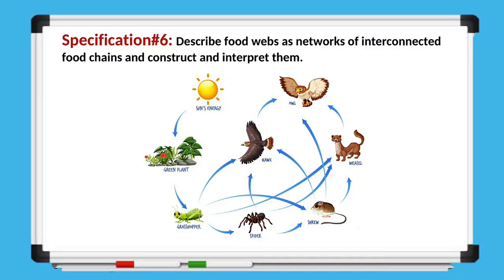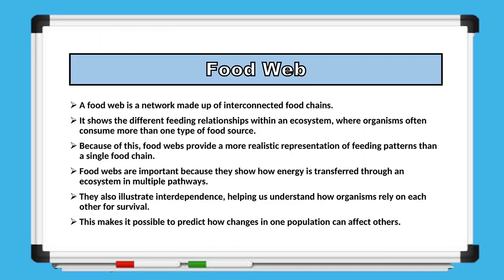Then we move on to specification number 6, which requires us to describe food webs as networks of interconnected food chains and construct and interpret them. Now, let's understand what a food web is. A food web is a network of interconnected food chains that shows all the feeding relationships within an ecosystem.